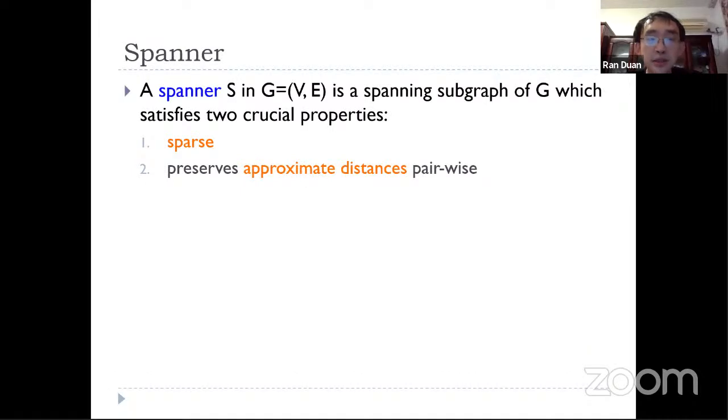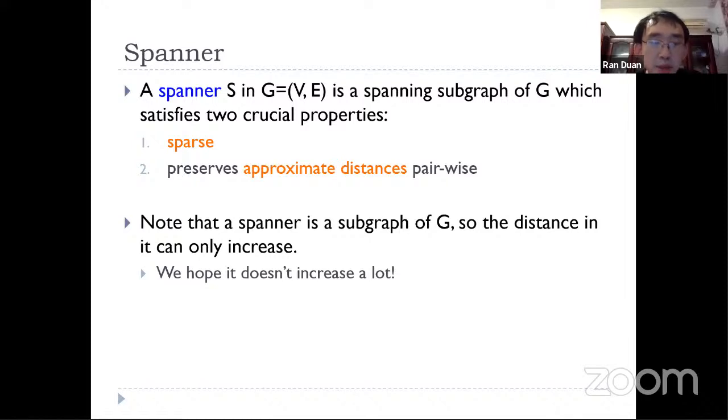So here, a spanner for graph G is a spanning subgraph of G which is sparse, and it can preserve approximate distances pairwise. A spanning tree is just a spanning subgraph that only preserves connectivity. But now we want it to preserve approximate distances. And because a spanner is a subgraph of G, the distance in it can only increase. But we hope that it doesn't increase a lot.